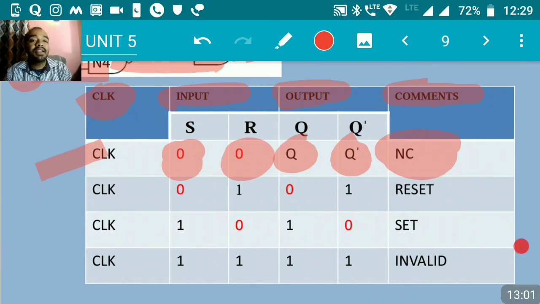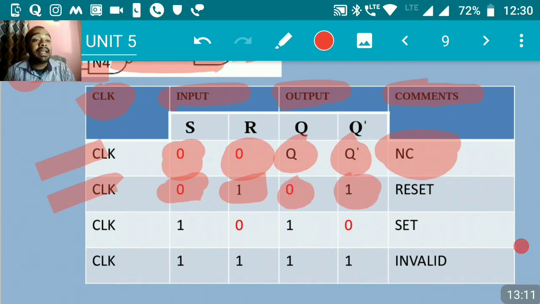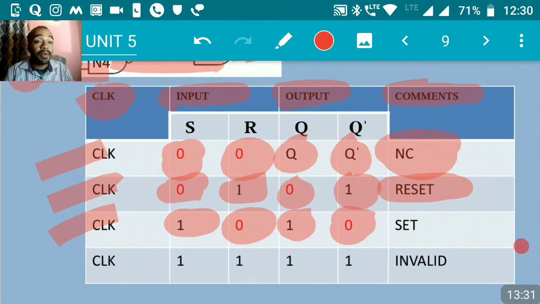Then in the next case, when S is equal to 0 and R is equal to 1, after applying the clock pulse, Q will be equal to 0 and Q bar will be equal to 1, and we call the flip-flop moved into the reset state. In the next case, when S is equal to 1 and R is equal to 0, after applying the clock pulse, Q will be equal to 1 and Q bar will be equal to 0. This state of the flip-flop is what I'm going to call the set state.